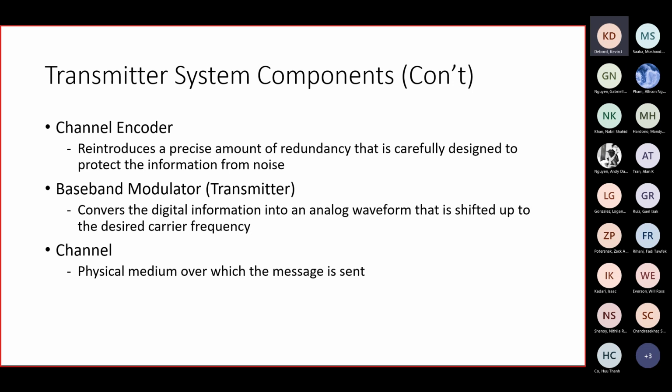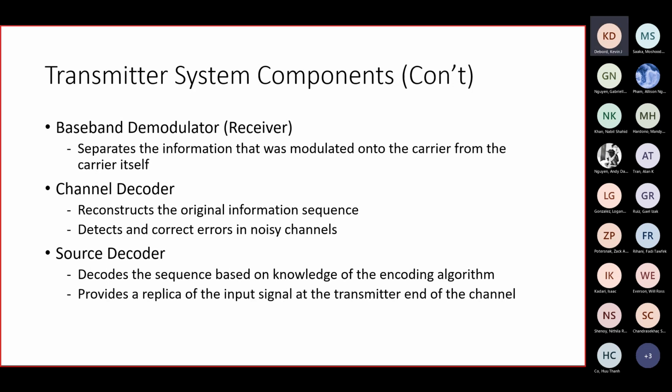A baseband modulator converts the digital information into an analog waveform that is shifted up to the desired carrier frequency. I know, lots of words. And the channel is just the medium over which the message is sent. We've gone over that like a billion times. Okay, so we have a demodulator now, which separates information that was modulated on the carrier. Then the channel decoder and the source decoder.